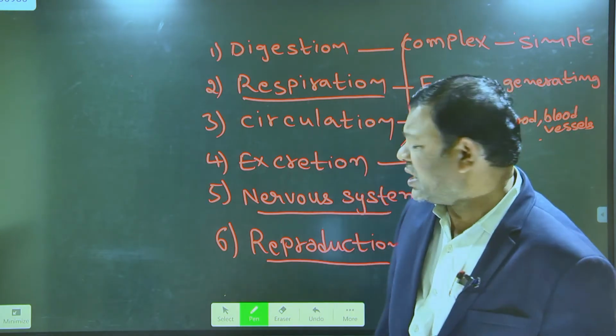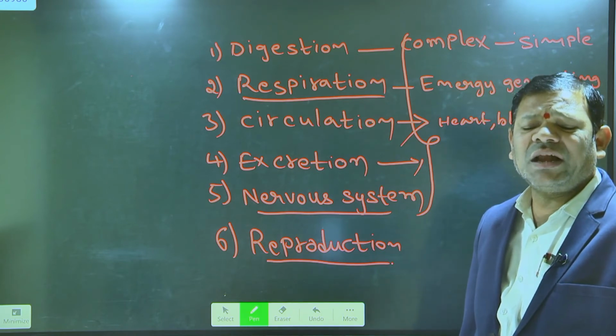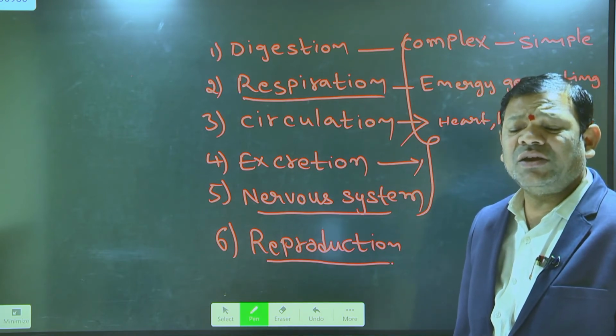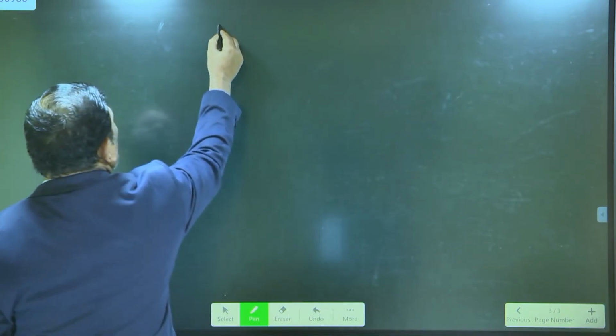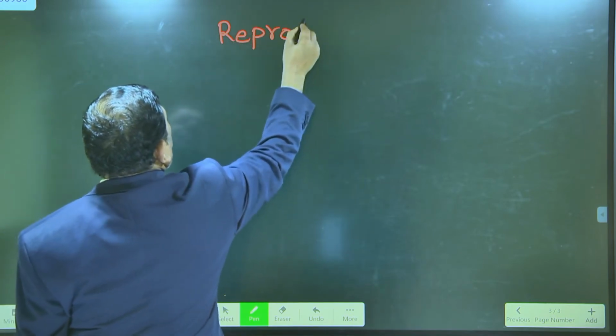But reproduction is an important life process because it helps continue their races. So our topic is reproduction. What is our topic? Reproduction.